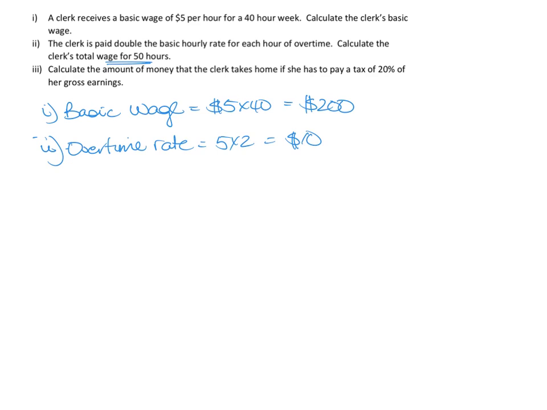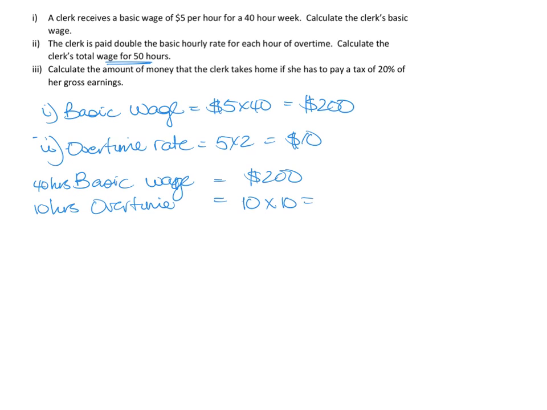So if the clerk works 50 hours, that means that 40 hours would be at the basic wage, which is $200. And then we have a remaining 10 hours to make the 50 hours, which would be overtime. So 10 hours by $10 will be $100. So that will give us a total of $300 that he will get paid for 50 hours.